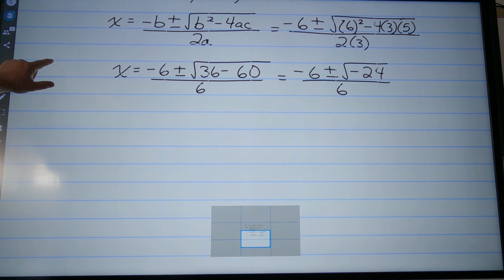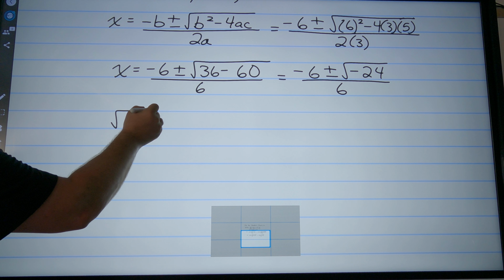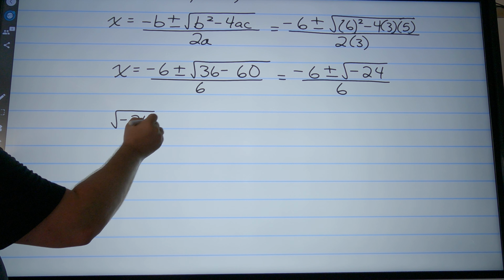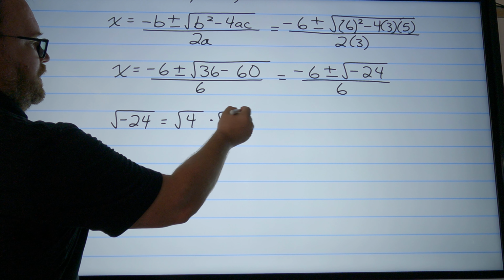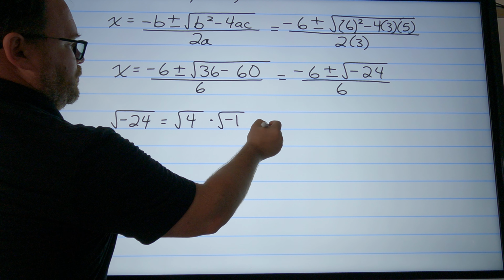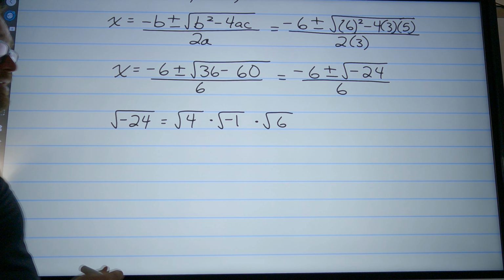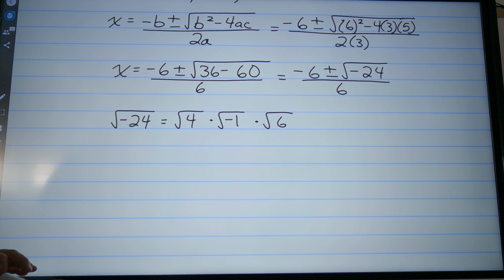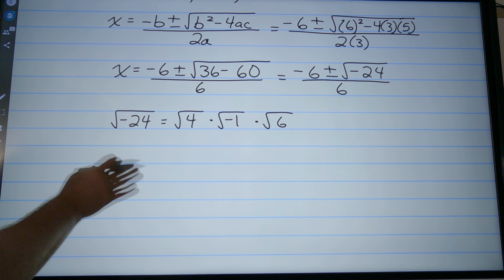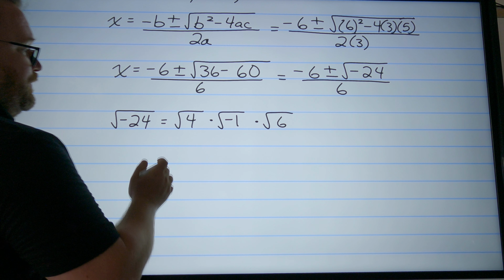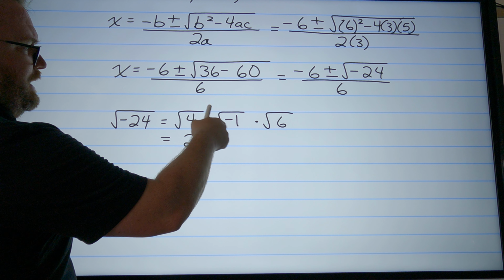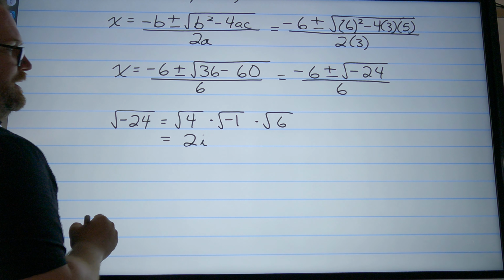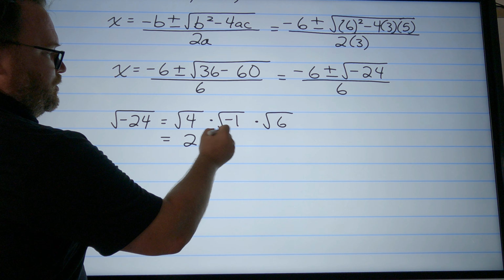Okay, so let's simplify the square root of negative 24. I can break that apart into the square root of 4 times the square root of negative 1 times the square root of 6. Now the square root of 6 could be broken apart into the square root of 2 times the square root of 3, but those are both irrational numbers, so we can't break that apart any further. The square root of 4, though, is 2. Square root of negative 1 is the imaginary unit i, and then we have the square root of 6.